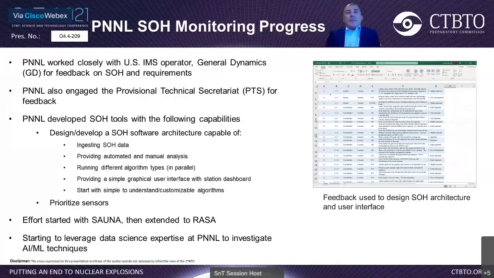So the state health monitoring that P&L's been doing, we've been working on this for many years. And what we did is we've been working really closely with the US IMS operator, General Dynamics, and we communicate with them quite often, and we've gathered requirements. The other thing that we've done also in the past is we've engaged the PTS on feedback. So we use that information and we developed a suite of tools in an architecture for state health architecture.